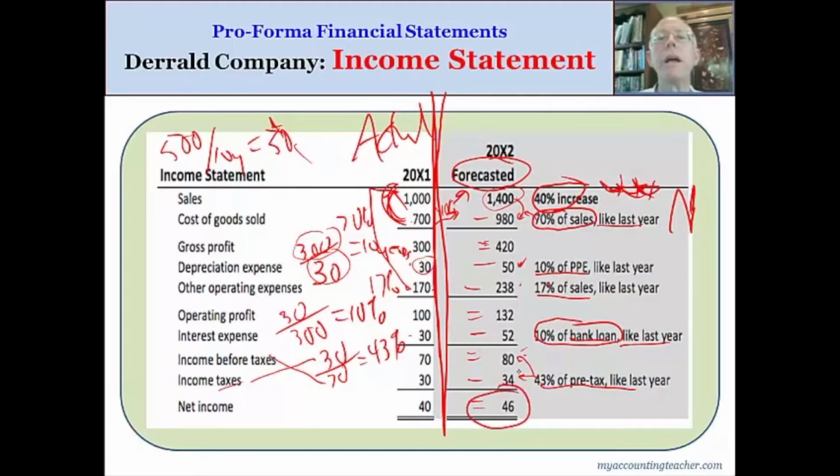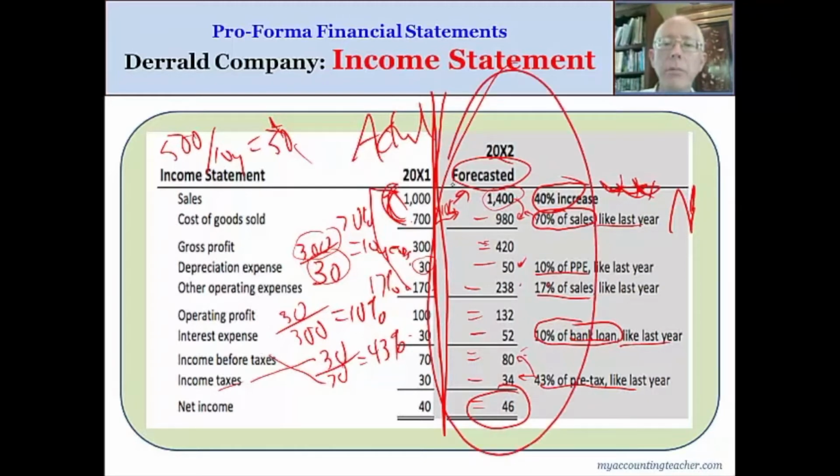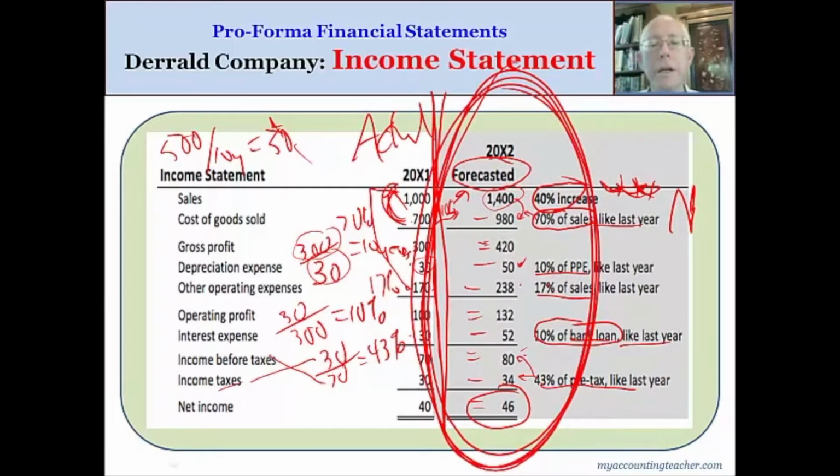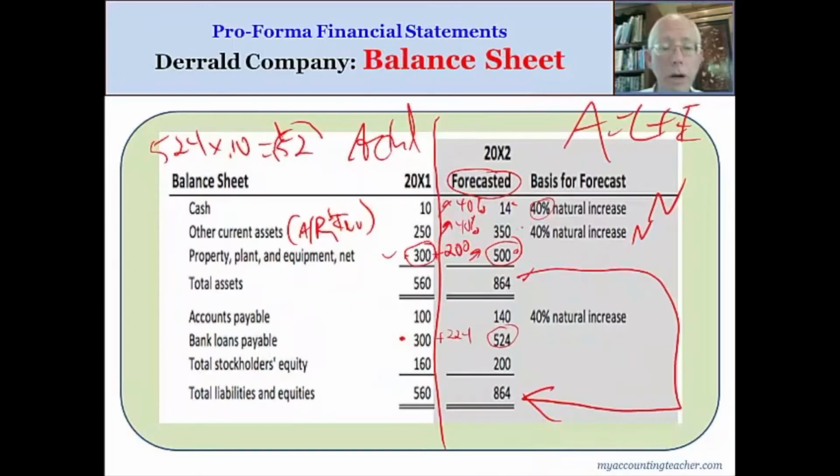This is forecasted net income of 46. This right here is my pro forma income statement for next year. It hasn't happened yet. It's my pro forma income statement. Beautiful. Now we're not done because we're still working on our pro forma balance sheet. We already said that our forecasted assets are going to be 864.